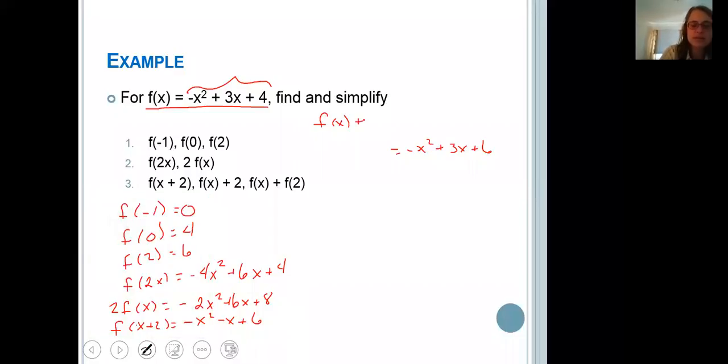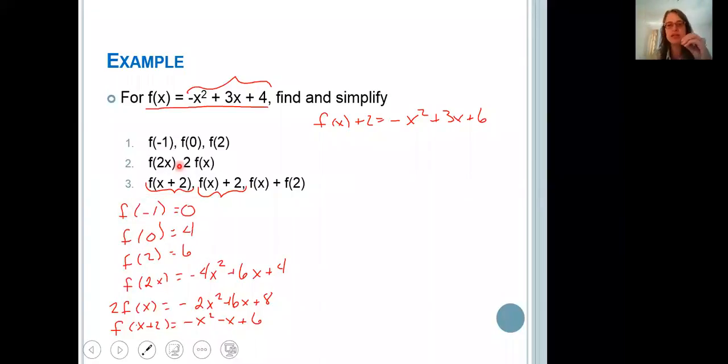f of x plus 2 equals negative x squared plus 3x plus 6. I want to make sure you understand why this one is different than that one. Because of where the 2 is. If the 2 is inside the parentheses, it means we plugged a whole x plus 2 into the function, and depending on our function, that can be significantly different than just adding 2 to the end, which is what this second thing means. Okay? All right, let's do the last one.